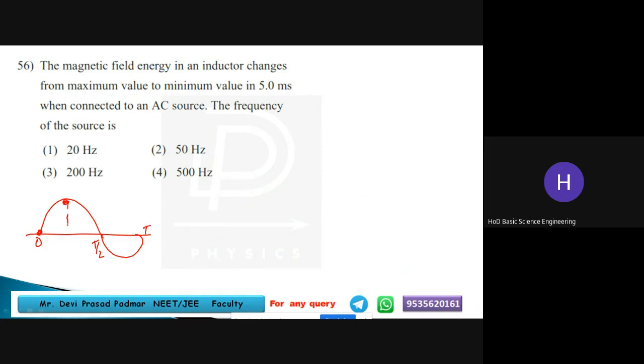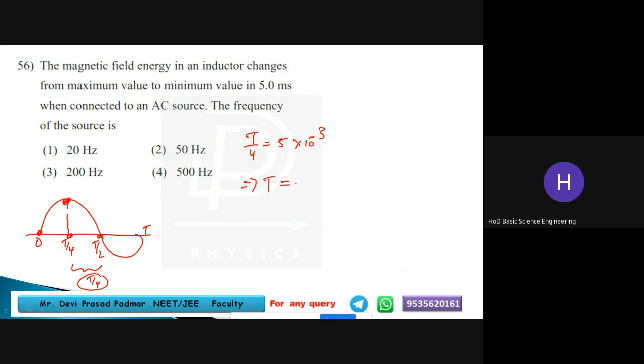Now if you consider here, what is the time? That will be T by 4. So maximum to minimum, here to here also, that is T by 4. The time taken to move from maximum to minimum is T by 4. That value is given. T by 4 equal to 5 millisecond, so 5 into 10 power minus 3. From this we can write expression for T.